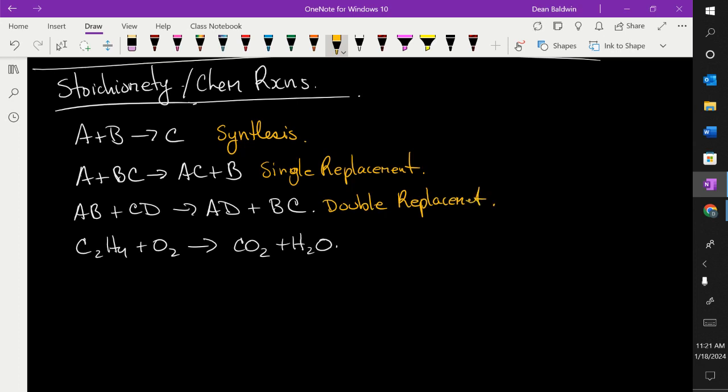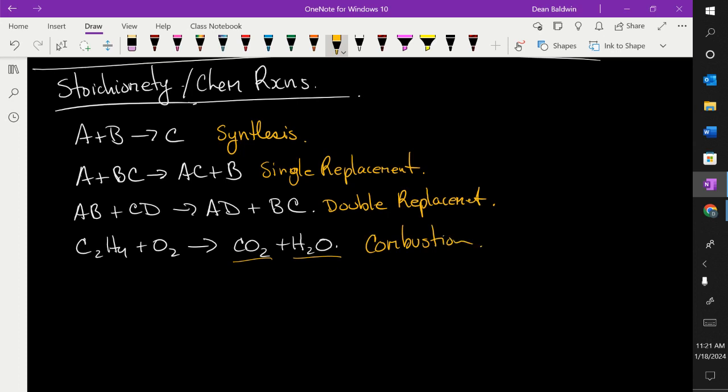Some sort of hydrocarbon reacting with oxygen is a combustion reaction. What are always the products of a combustion reaction every single time? Water and carbon dioxide. Those are always the products. Okay? So this is combustion.